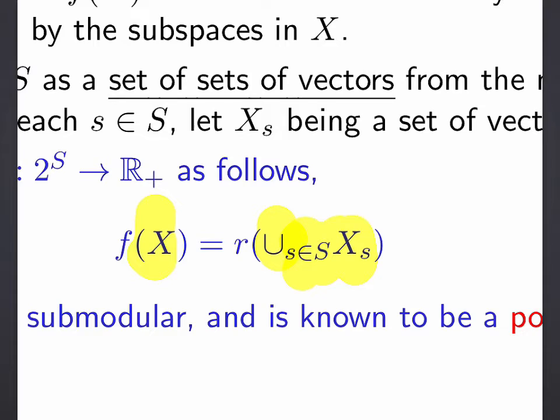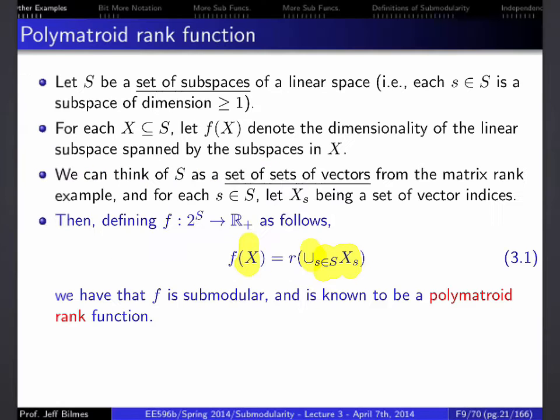So it could be the case that there are some column vectors that occur more than once, but since it's a set, they don't occur more than once. But it could also be the case that the dimensions are commonly spanned. And so therefore, you're going to get that. And it turns out that that's a submodular function. It's in fact known as a polymatroid rank function. Okay.